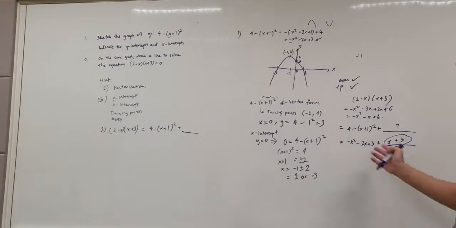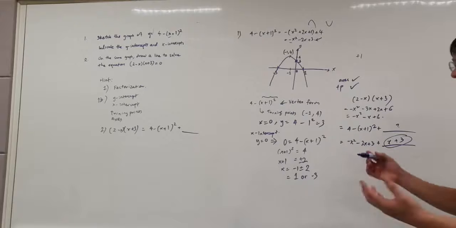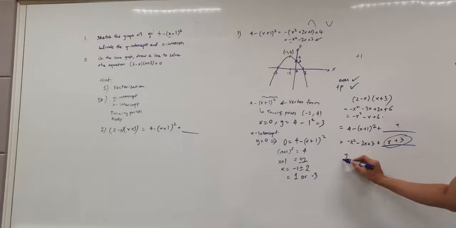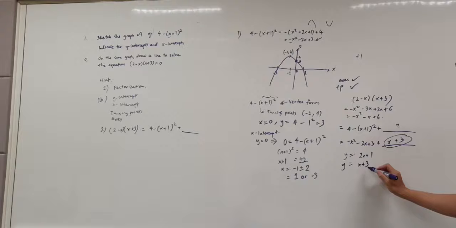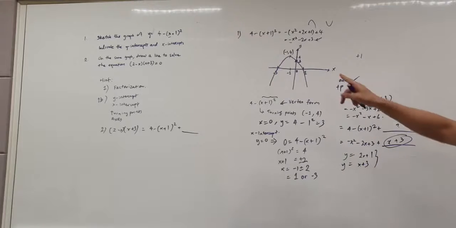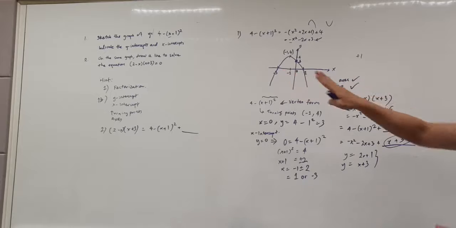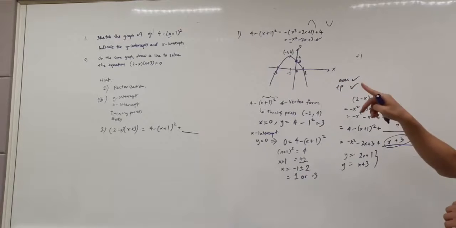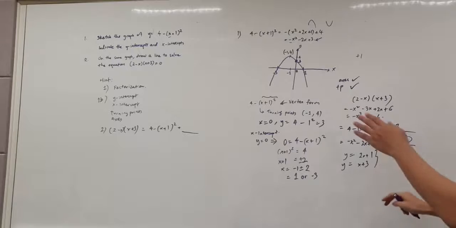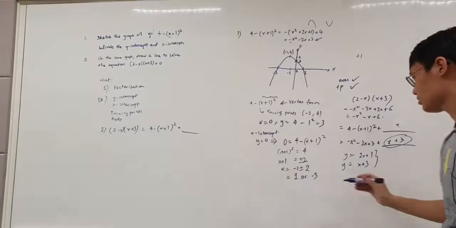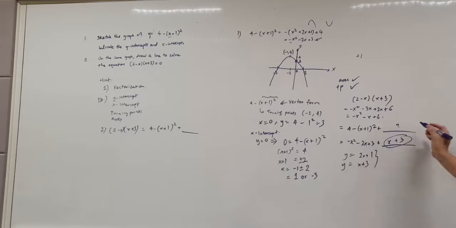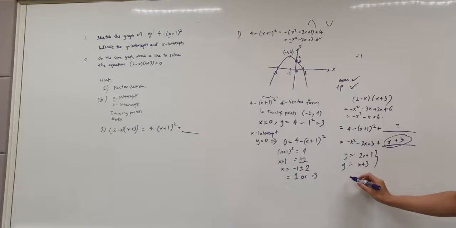So how can this actually help us to solve this equation? When you solve simultaneous equations, for example, you have 2x plus 1, and you also have y equals x plus 3 maybe. Then you try to equate both y's together to find the intercept. Similarly, for this question, you want to draw the line to solve the equation 2 minus x times x plus 3. So by setting this format over here, we can actually solve the equation as such.